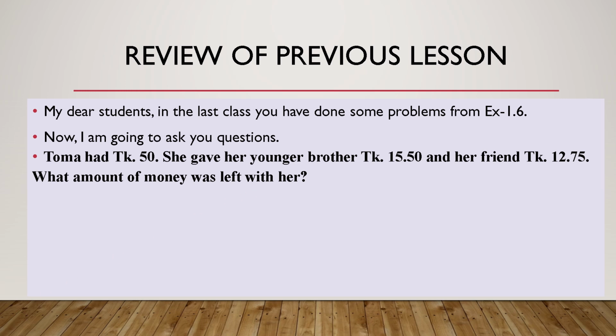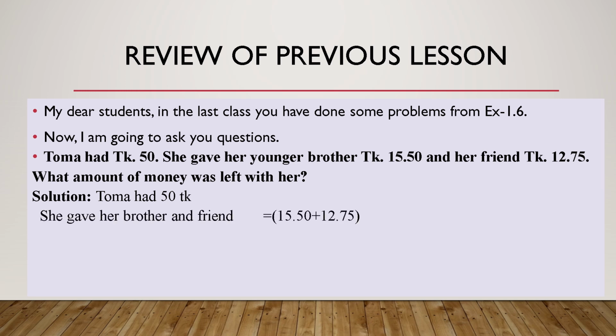Okay. Yes, that is the correct answer. Thank you so much, my dear students. Now, those who cannot solve, I am going to show you the solution. My dear students, this is the solution. Toma had taka 50. After that, she gave her brother and friend 15.50 plus 12.75 taka. That means we have to add this money.